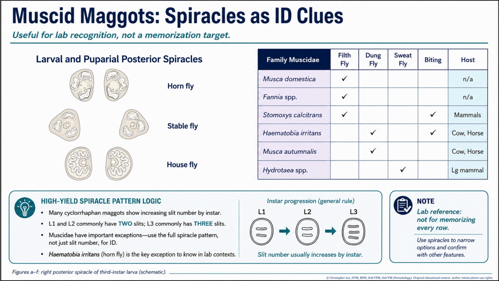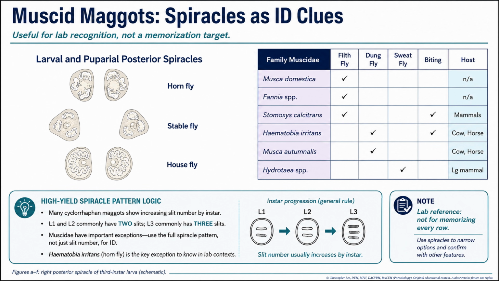So when we say first instar, second instar, and third instar, we are describing larval stages separated by molts. As the larvae move through these instars, the posterior spiracles often become more developed. The general rule is that the slit number increases with the instar. First and second instars may have fewer or less developed slits, while third instars commonly have 3 slits. But as always, there are exceptions.